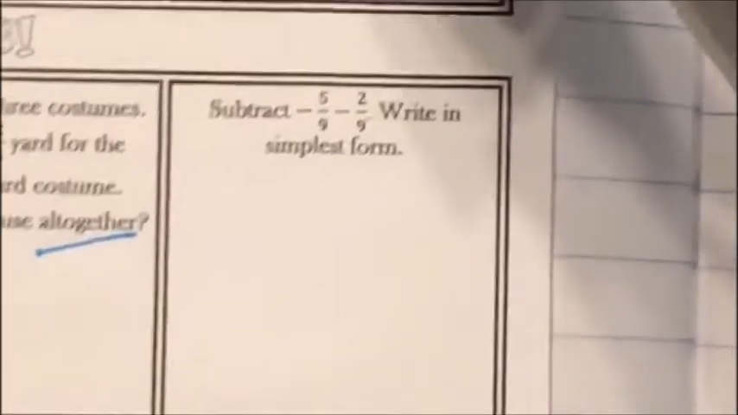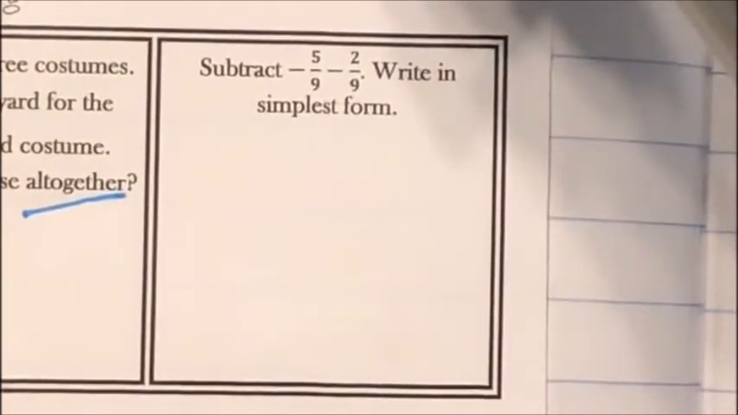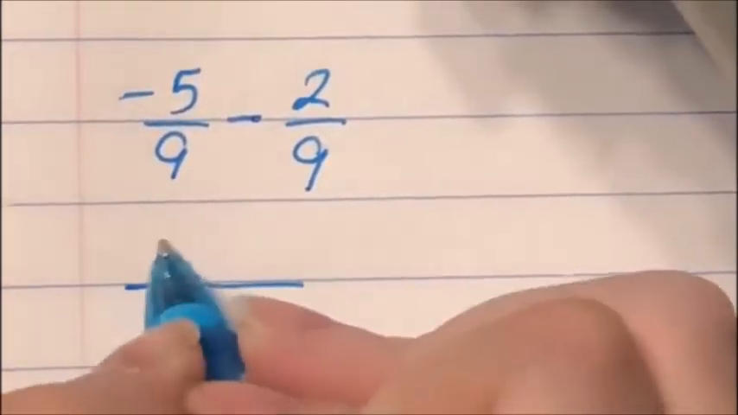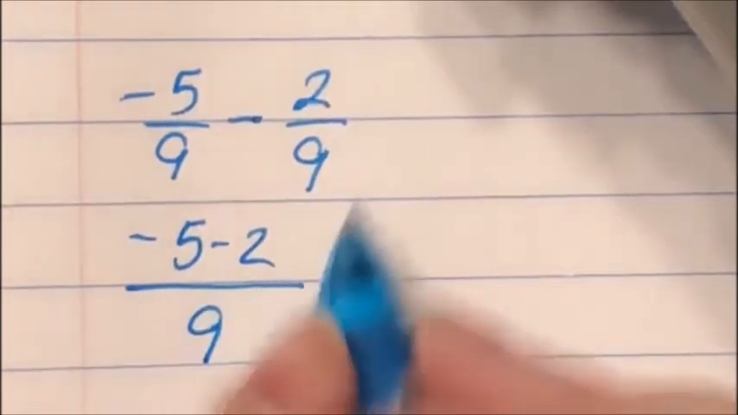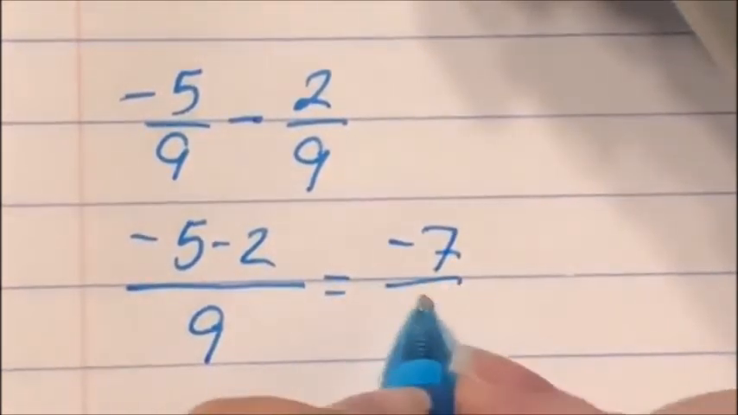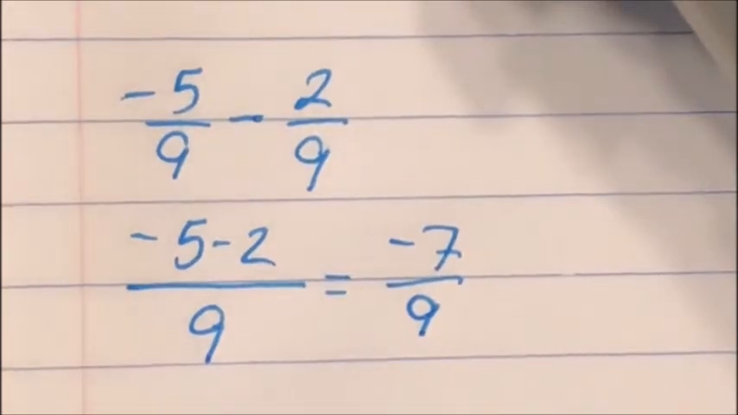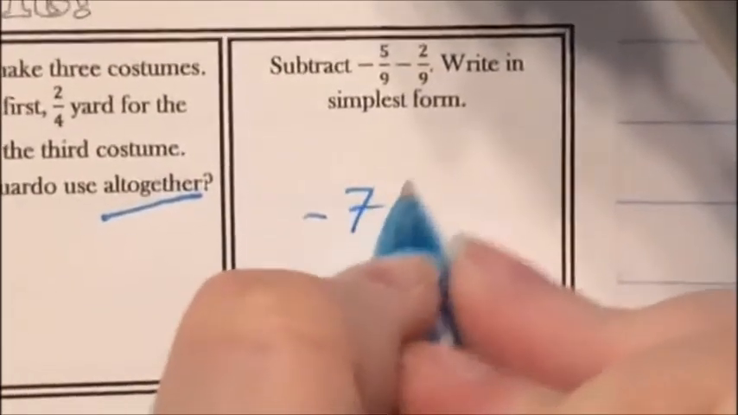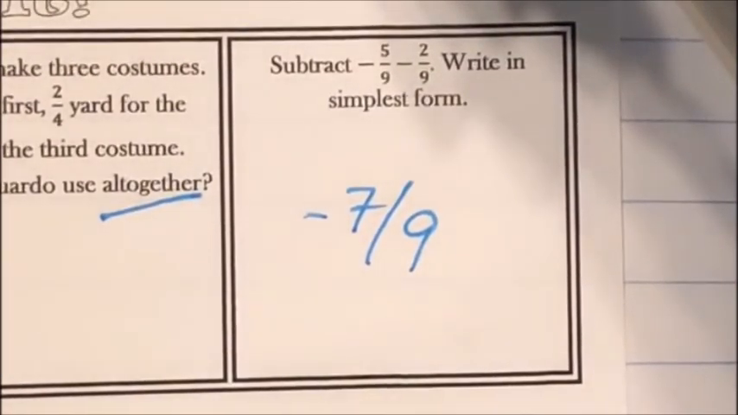Okay. The third try it problem I have is subtract -5/9 minus 2/9 and write in simplest form. Okay, again, common denominator, so I just subtract the numerators. -5 minus 2 is -7. My denominator stays the same, so I get -7/9. Okay. And that is the end of lesson 3.